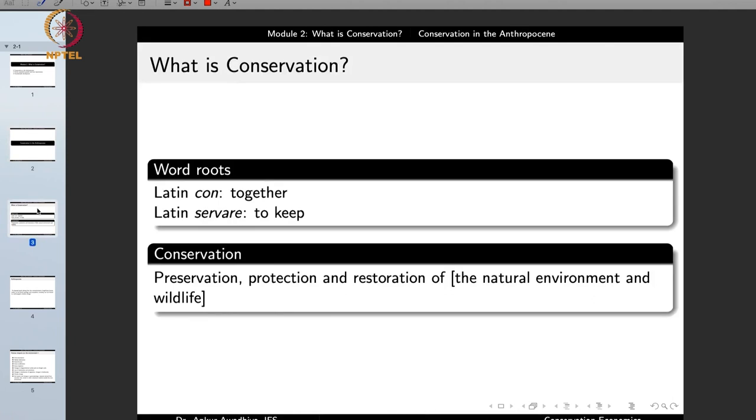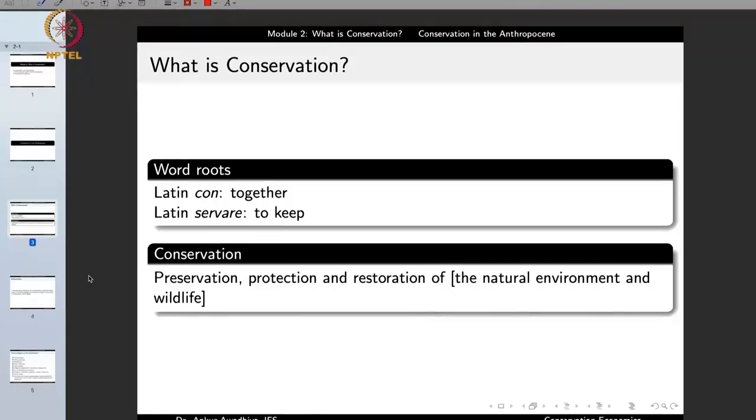Now we have seen before what conservation is. Conservation comes from the two Latin word roots, con, which means together, and servere, which means to keep. So literally, conservation means to keep something together. Now, what is this something? Conservation in the context of wildlife and natural resources means the preservation, protection, and restoration of the natural environment and wildlife. So there are three components of conservation: preservation, protection, and restoration. And we do the conservation of natural environment or natural resources and wildlife.